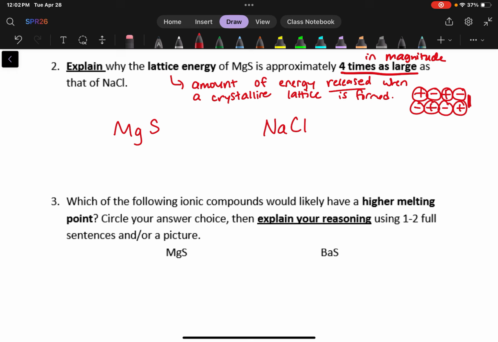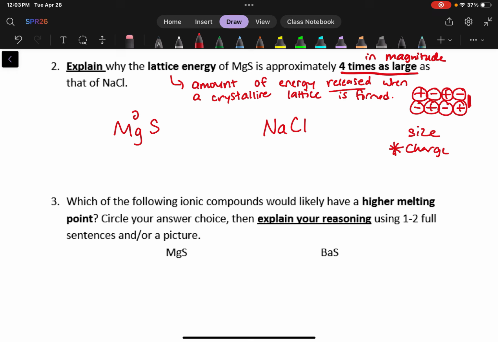We said that there were a couple different things that affect the lattice energy. We said it could be the size of the ions, and it could be the charge on the ions. So in this case, what we probably want to do is take a look at their charge specifically, because that's going to be the real big one here.